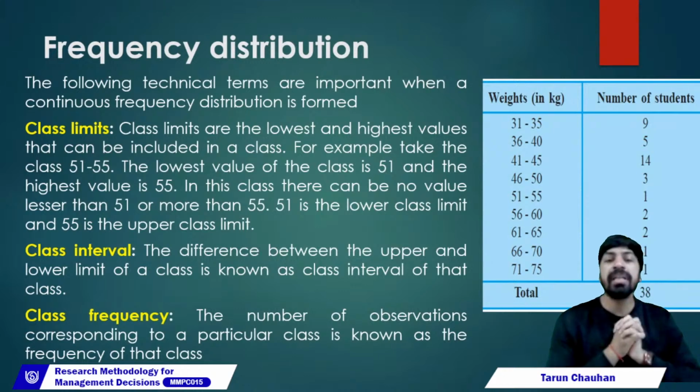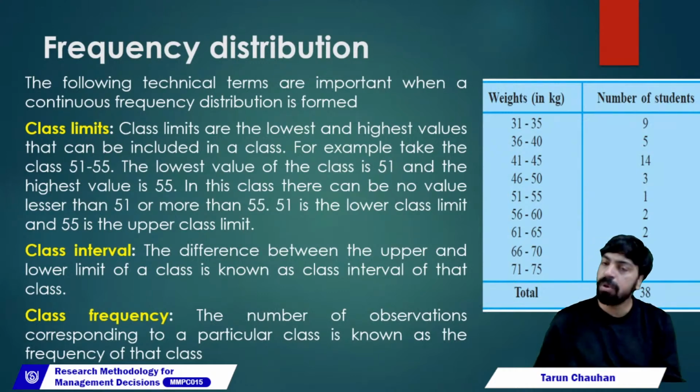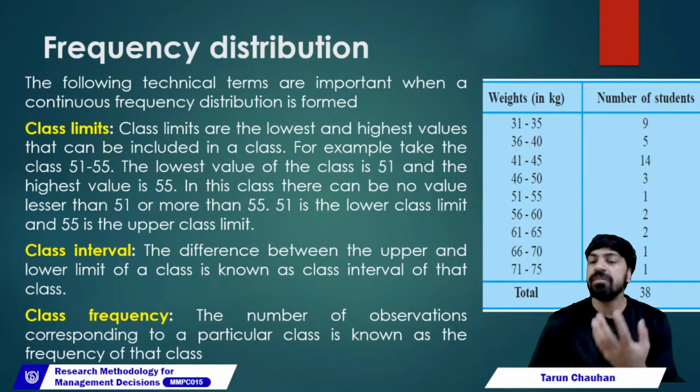When we talk about the class interval, it is the difference between the upper and the lower limit, and that's called the class interval. Let's take an example, say 45 to 50. So this 4 is your class interval.